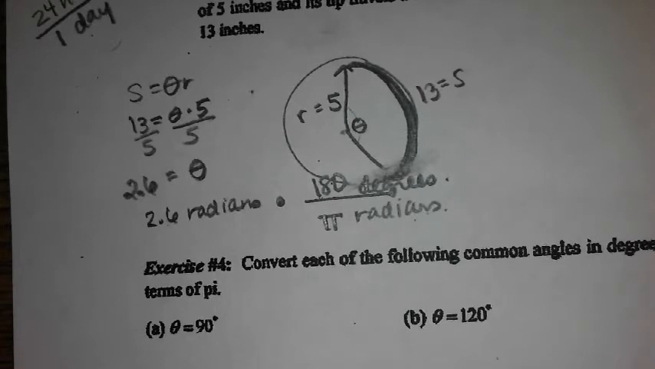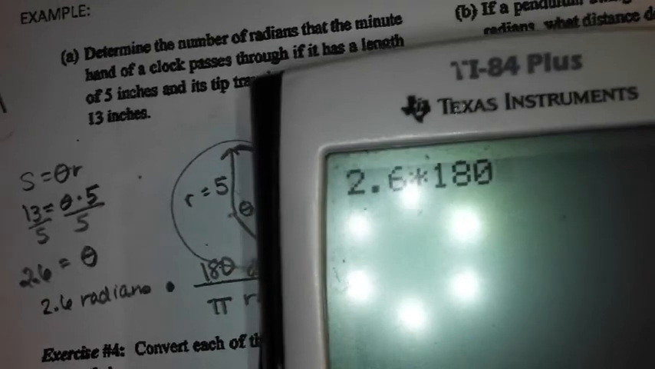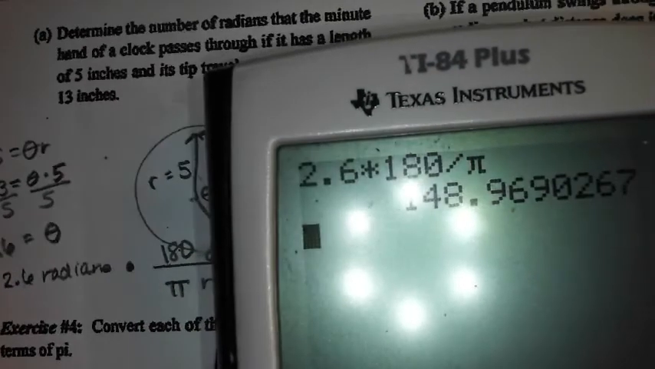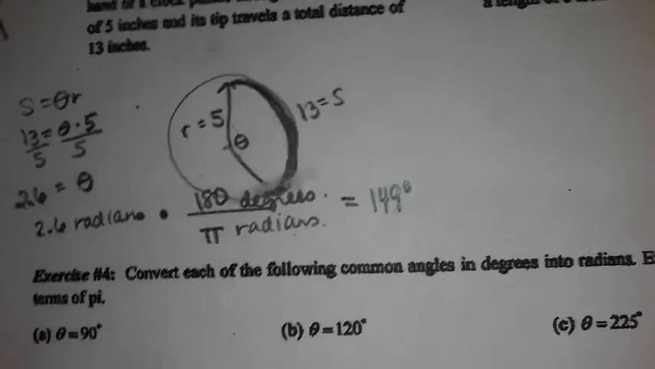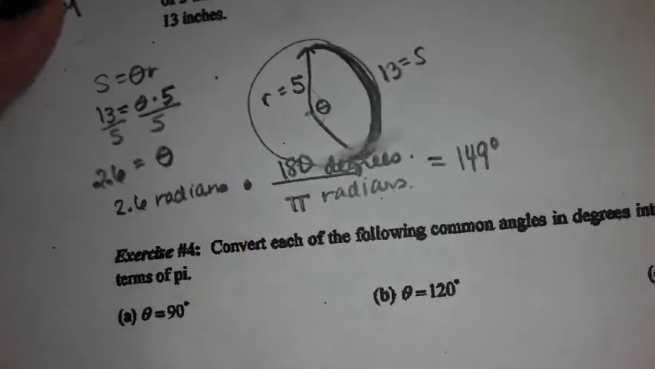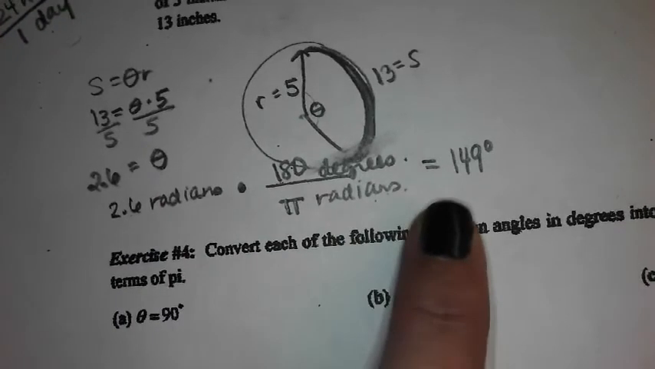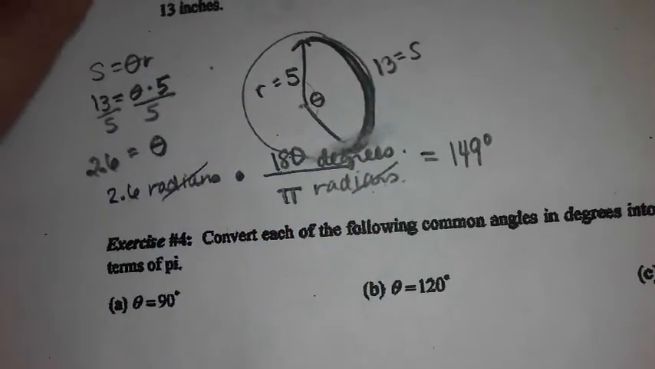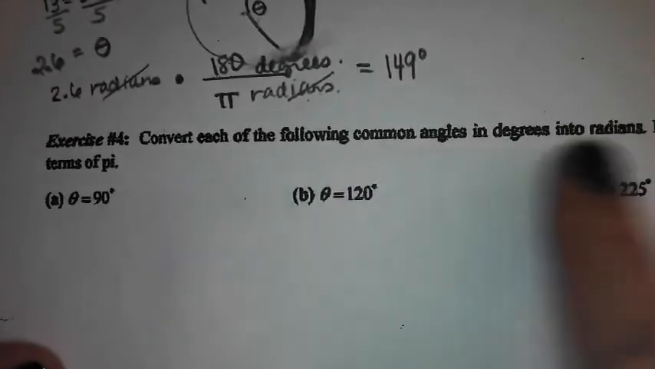So just on your calculator, you would just type that in. 2.6 times 180 divided by pi. 149 degrees, to the nearest degree. So there's your conversion rule from radians to degrees. It was currently in radians, so what really just happened is your radian units canceled. We got 149. Okay? The next section is degrees, and we're going to go to radians.